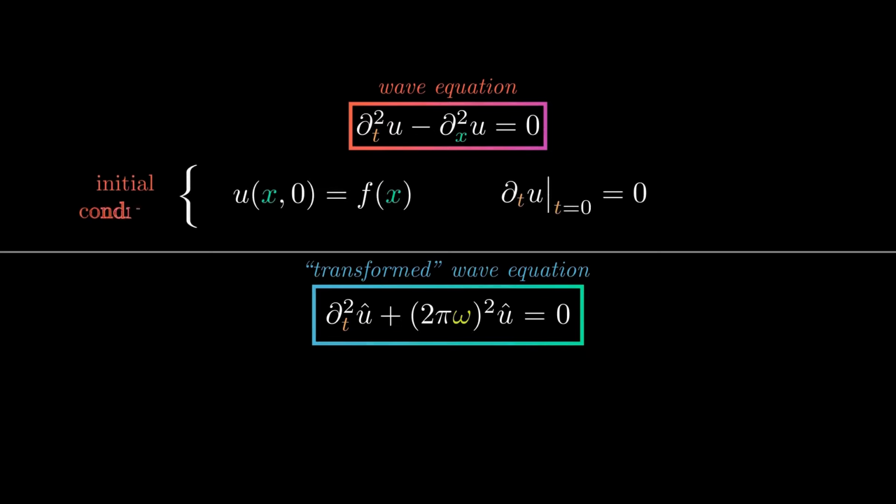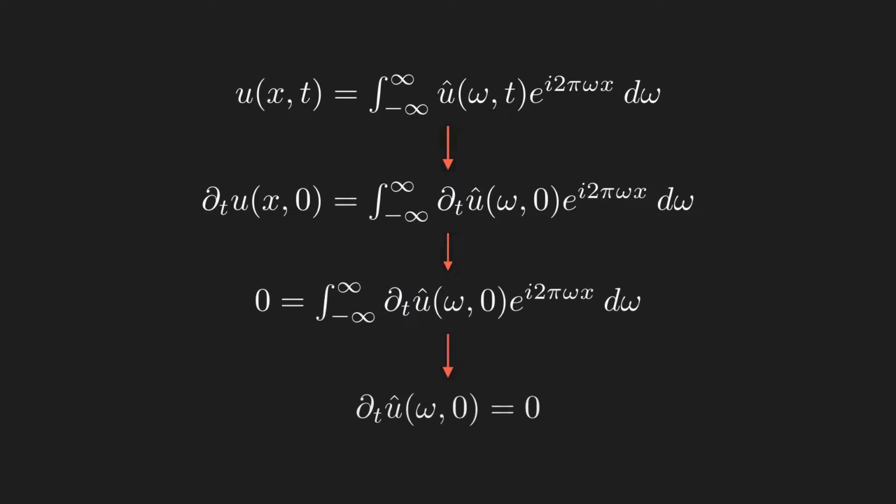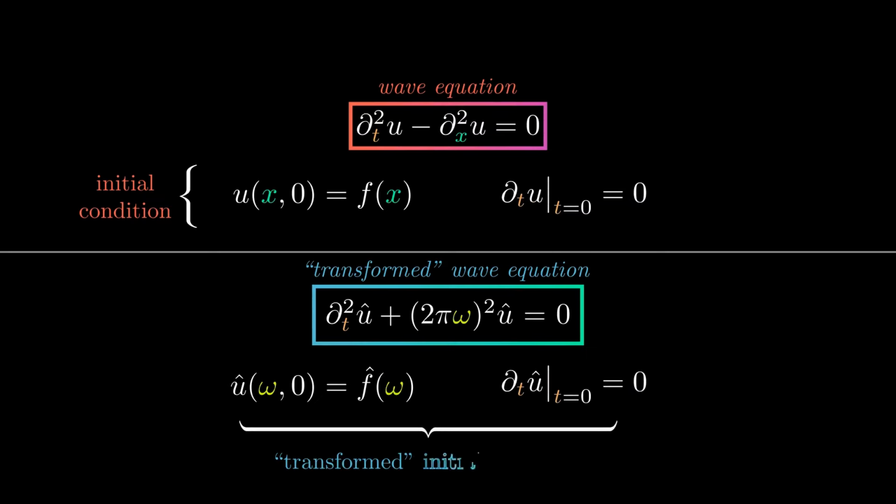This is the initial condition of the wave equation. Now for the initial condition in the frequency domain, it will be just the Fourier transform of the original initial profile. F hat is the Fourier transform of the function f(x). For the second initial condition, we can write u as the inverse Fourier transform and then use the Leibniz rule again to get this transformed initial condition.